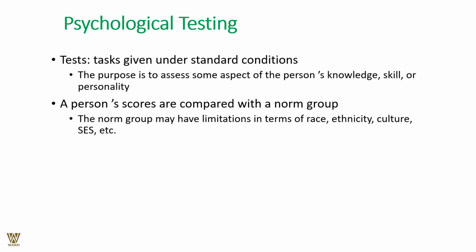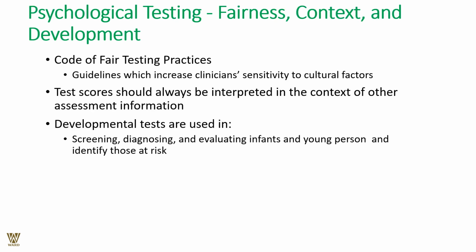A person's score is compared to the norm group, similar people, a similar group. Is it way above the group average? Is it just about the average of the group? Is it way below the average of the group? Because the group norm may have limitations in terms of race, ethnicity, culture, and various other data points.